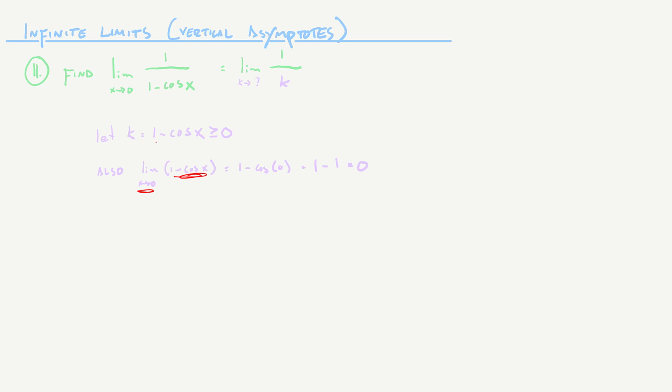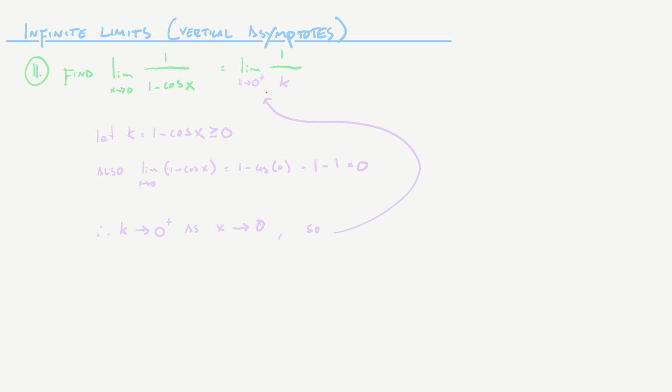So we know two things. We know that k, right, 1 minus cosine of x, is always positive, and we know that its limit as x approaches 0 is 0. So again, we get this one-sided limit, just like in the last one. K is approaching 0 only from the right as x approaches 0 itself.